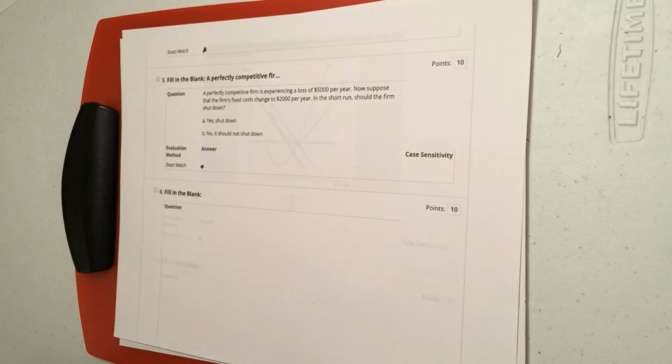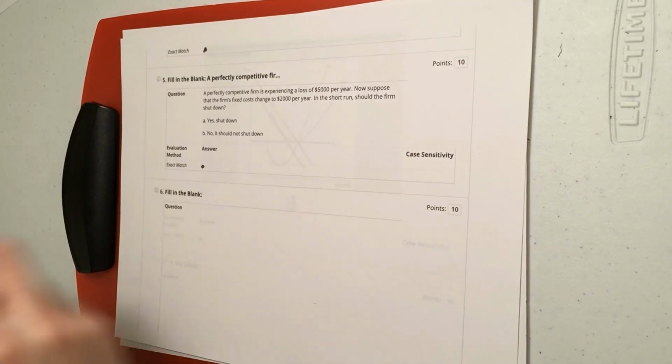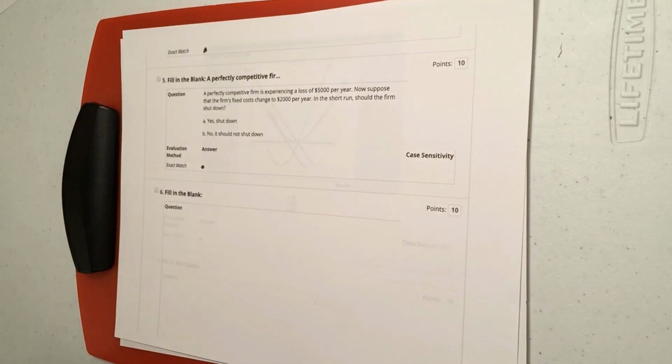All right, one more question on the same theme. So we still have the loss of 5,000 per year, but this time we're going to change the firm's fixed cost to just 2,000. In the short run, should the firm shut down?